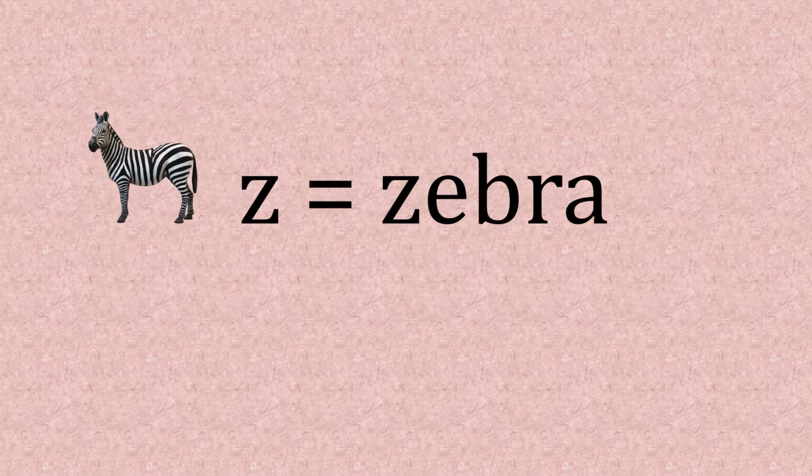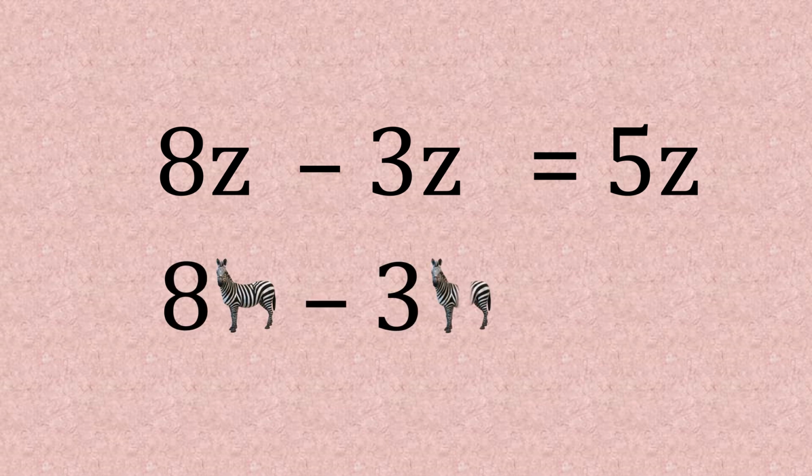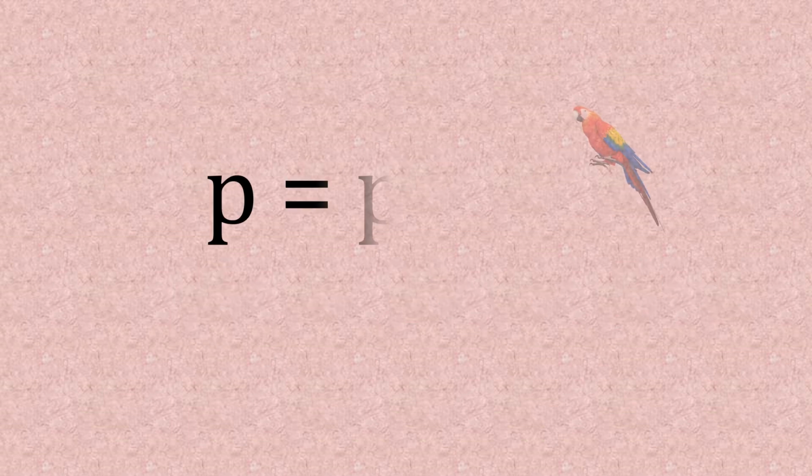And we can use a Z, so we're going to have zebra. 8Z minus 3Z equals 5Z. 8 zebras minus 3 zebras equals 5 zebras. So we can have any letter.